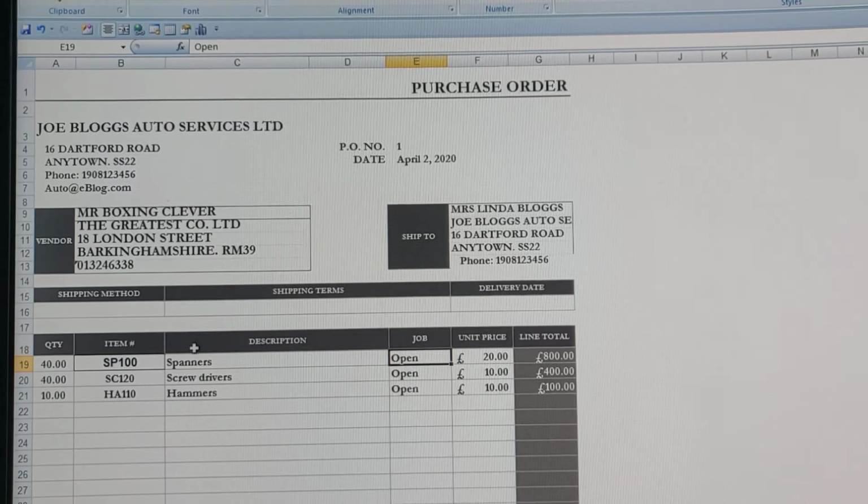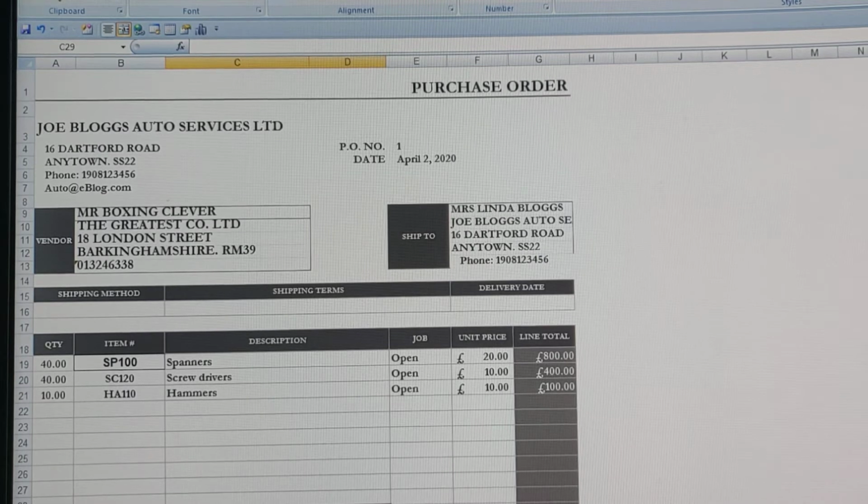For instance, spanners will be expected to be sold to the company at £20 per the price list. Screwdrivers will be expected to be sold to the company at £10 because that is what the price list says. Hammers will be expected to be sold at £10 each. That's what the price list says. The quantity requested is 40 per the internal requisition order for spanners. For screwdrivers, the quantity is 40, and for hammers, the quantity is 10. Now, later on, these goods were delivered, an internal goods requisition note was completed, and an invoice followed from the supplier.